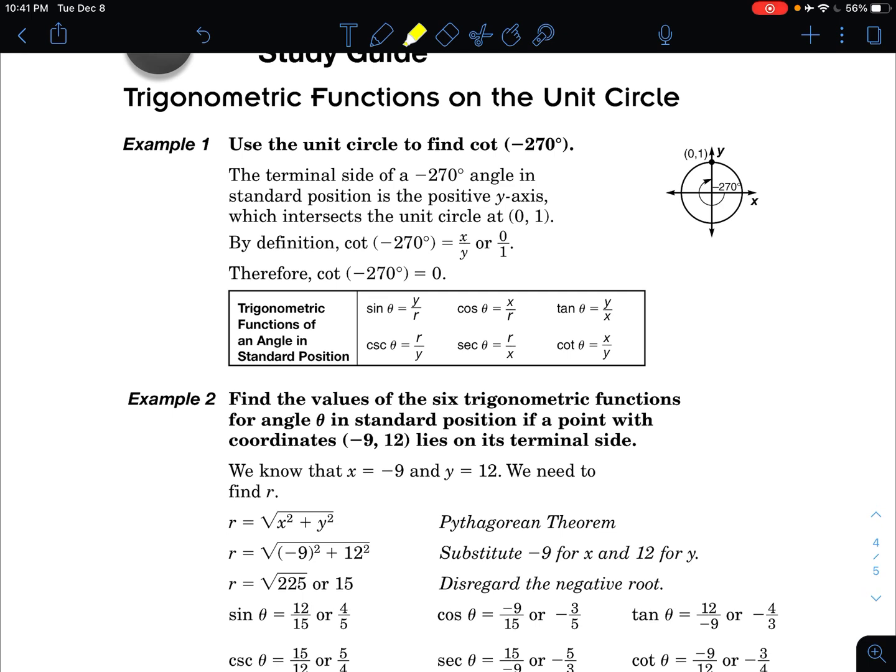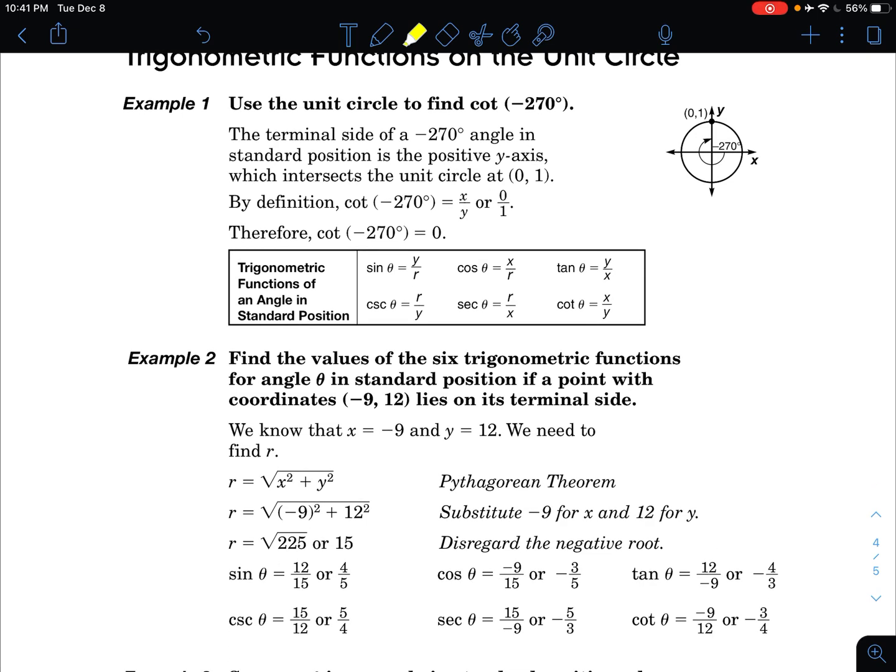Your unit circle, make sure you know the unit circle. And for the unit circle, sine is the y value divided by the radius. Remember, our radius is always 1, so sine is just y. Cosine is x, and tangent is y over x. So have those 3 memorized.